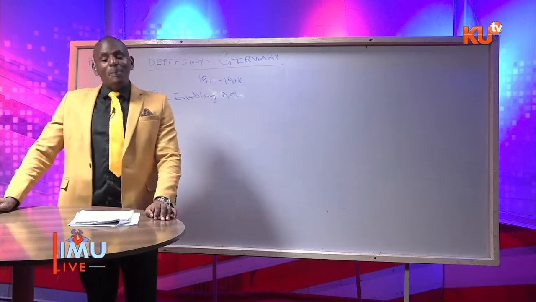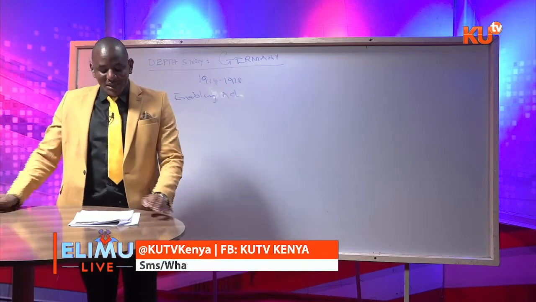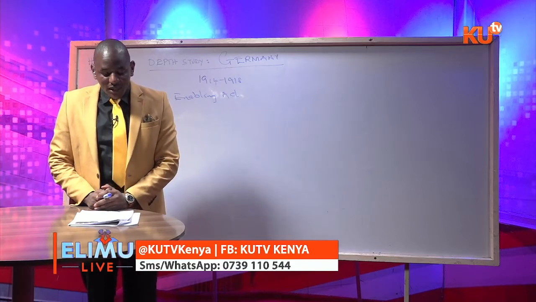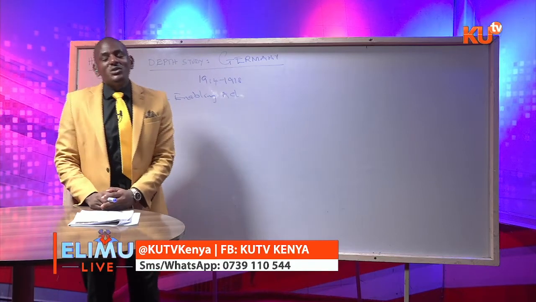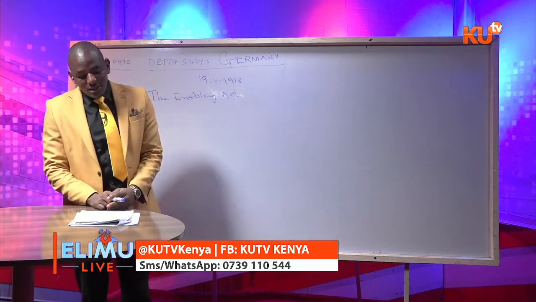Woodrow Wilson came up with 14 points that would make a better world and believed the treaty would allow Germany to recover. There is a student who is following at home and is asking, which topic is this?